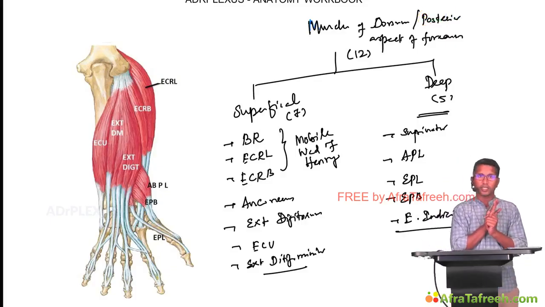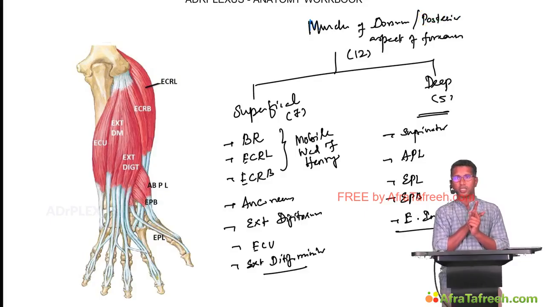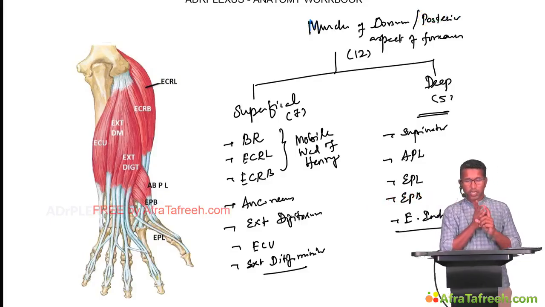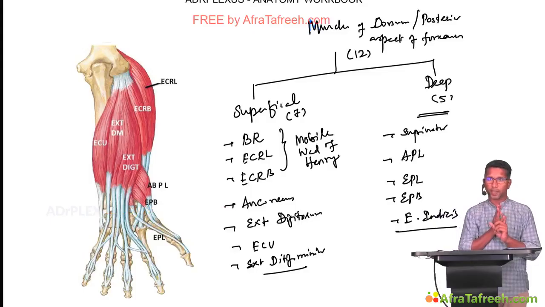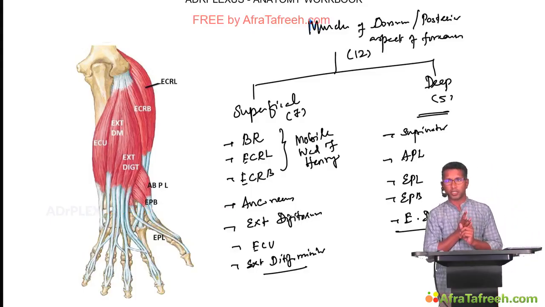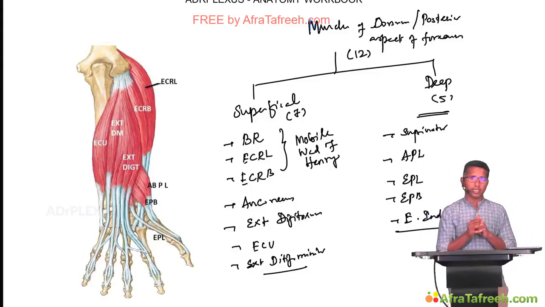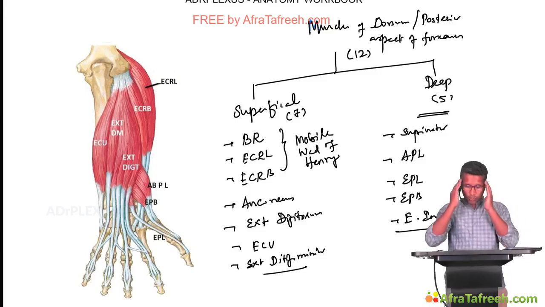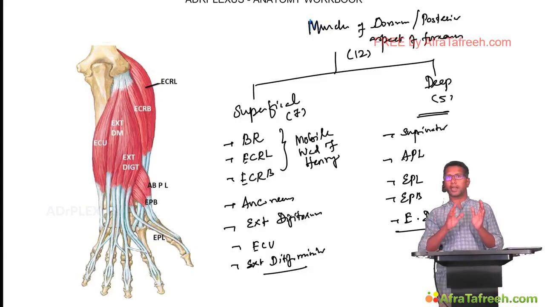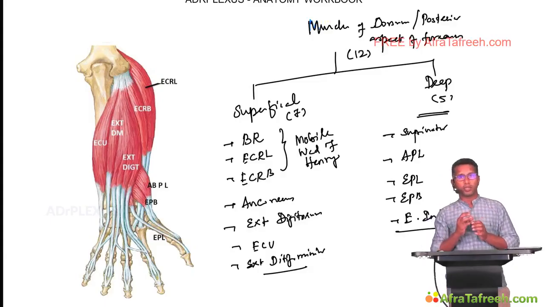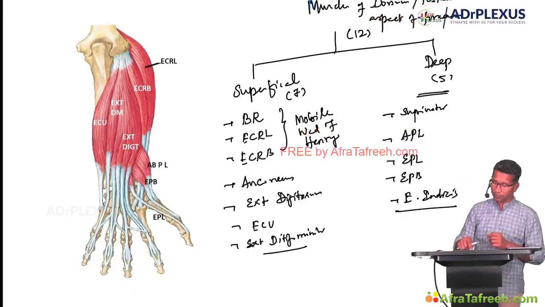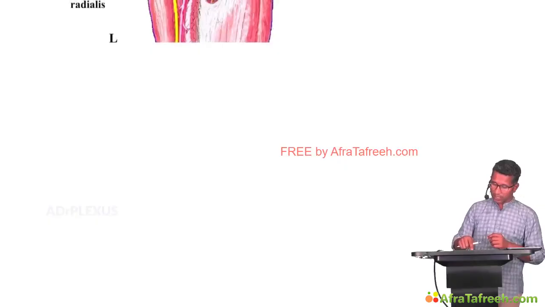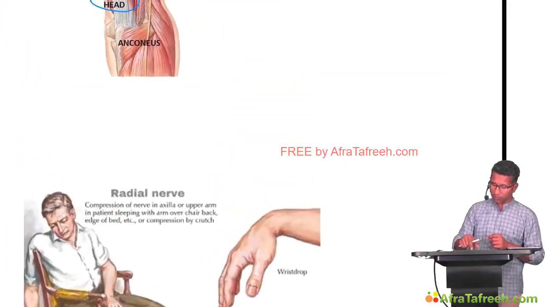One is brachioradialis, another is extensor carpi radialis longus, another is extensor carpi radialis brevis, next is anconeus, extensor digitorum, extensor carpi ulnaris, and so on. The deep group has supinator, abductor pollicis longus, extensor pollicis longus, extensor pollicis brevis, and extensor indicis. Don't worry about this. Though there are a number of muscles in this region, what you need to understand is only a few things. Keeping these muscles in mind, we'll see their actions so that you can understand what is happening here.